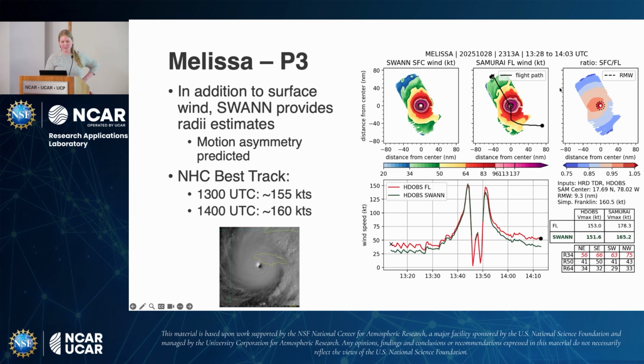And so in terms of validation, this flight leg was 1330 UTC to 1400 UTC. And so the NHC Best Track values from that time were around 155, 160 knots. So we're just slightly above that, which could be the better value. Obviously, we need to do more statistical validation, but at the minimum, we are within the range of what NHC was analyzing at that time.